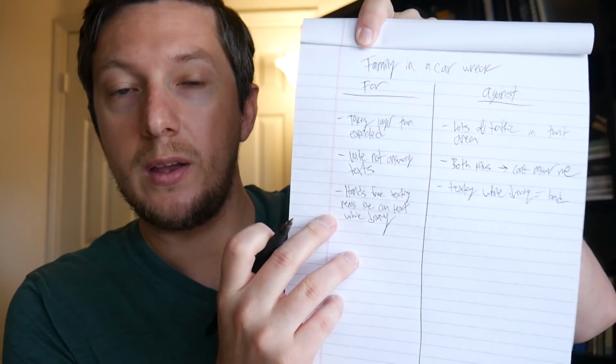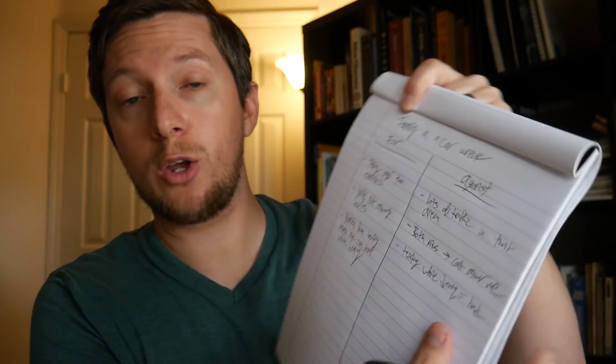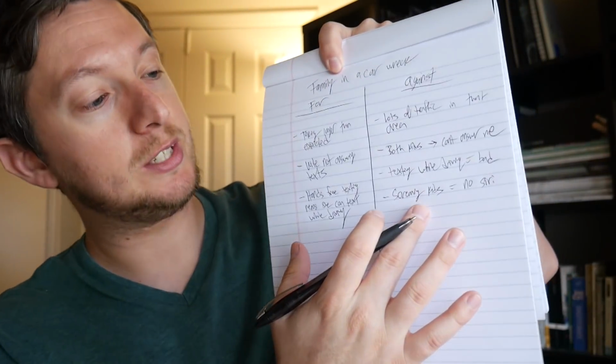So hands-free means that she can text me back. Okay. On the other side of that, if there's a kid screaming in the car, it's very hard to get Siri on your phone to understand what you're trying to text. So screaming kids equal no Siri.